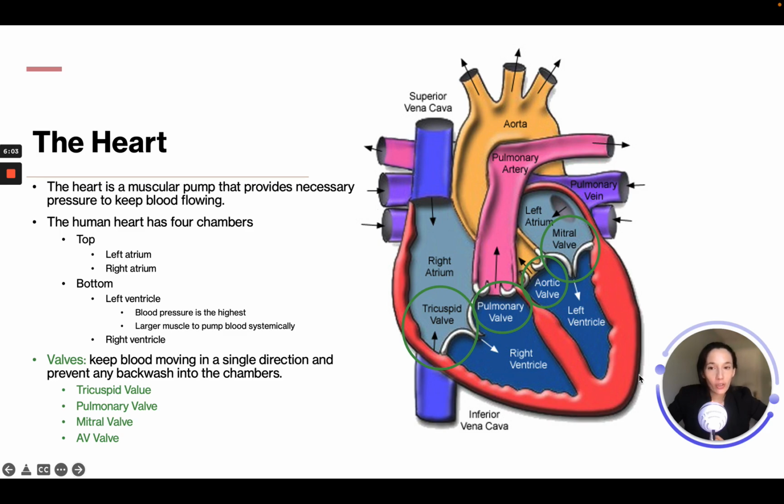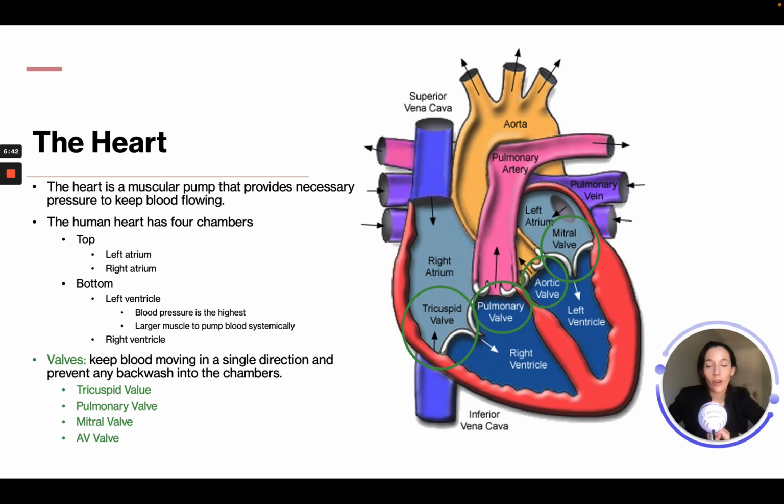And the left ventricle is where blood pressure is the highest, and it has a larger muscle to pump the blood systemically. The way I remember this, if we look at this picture, we can see the left ventricle, the muscular wall at the bottom is much thicker. That's because this left ventricle needs a stronger muscle because it's pumping the blood through the entire body. Once the blood leaves this left ventricle, it goes through the aorta and gets pumped into the body.